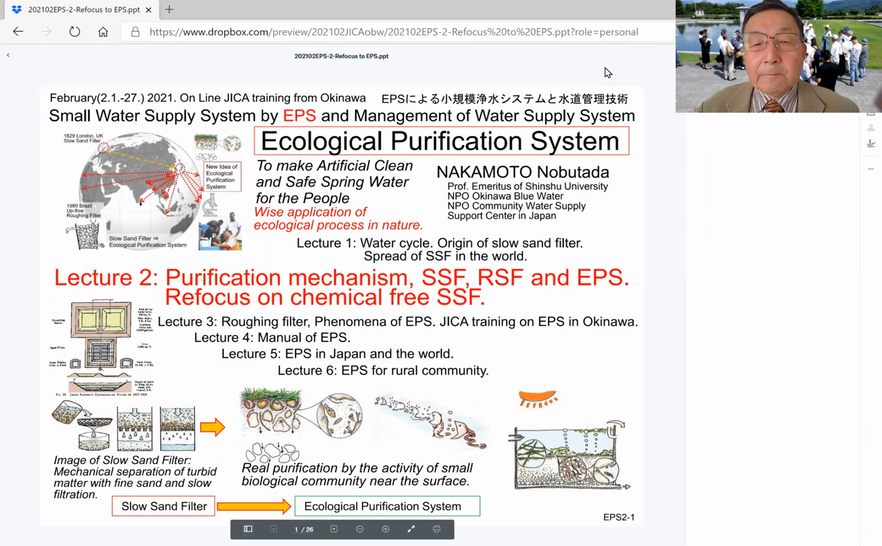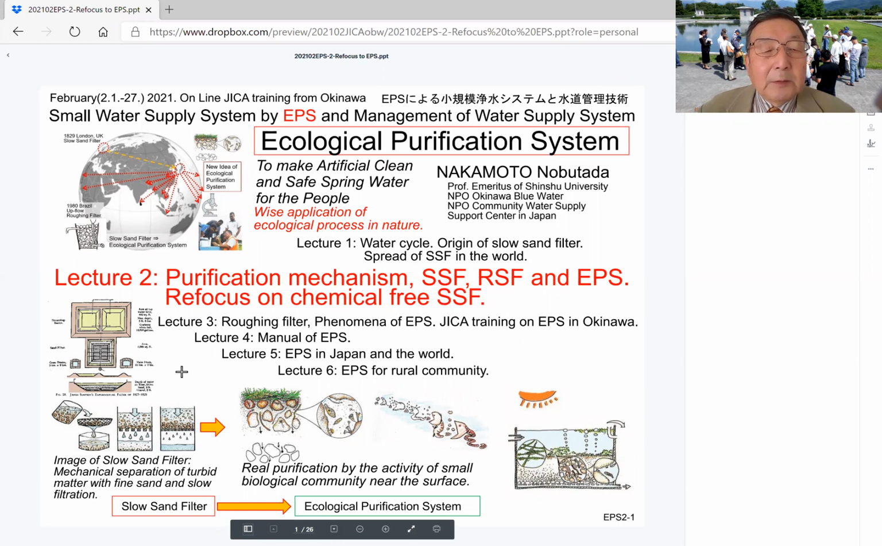Good morning. So let's start with the ecological purification system. This lecture is focused on the purification mechanism, the slow sand filter and rapid sand filter, and the ecological purification system, and we refocus on the chemical-free slow sand filter.